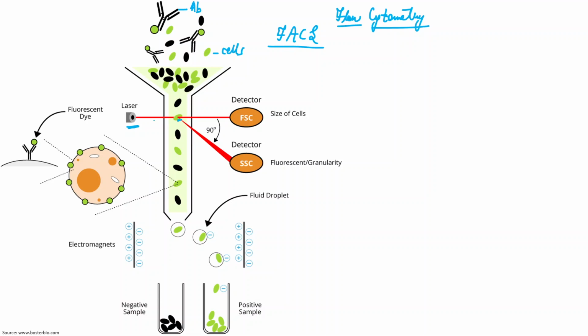Now, when the cell comes in the path of the laser beam, we can get different kinds of scattering. One is forward scattering, one is side scattering. I'll discuss these later, and these two angles are very important. The data on both the forward scattering and the side scattering is taken into consideration so that we can get an idea of what kind of cell is passing through. This is the way the cells are sorted.